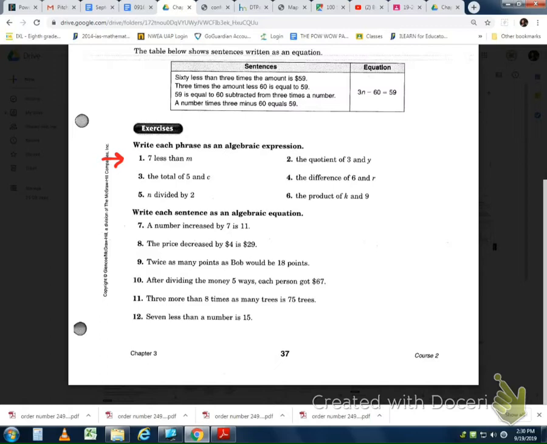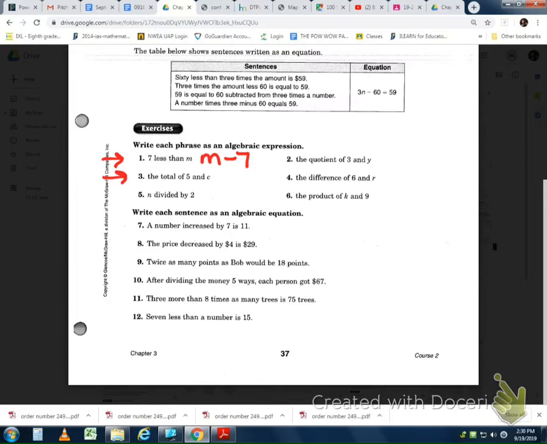7 less than m. Josh, what do you think? No, it's "less than." Think about what happens when somebody's 7 years less than you. Do you take 7 minus your age or your age minus 7? 7 minus. Your age minus 7. So Josh, 7 less than m, what do you think that's going to be? M minus 7.